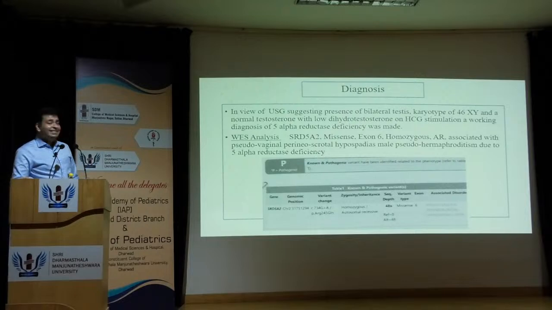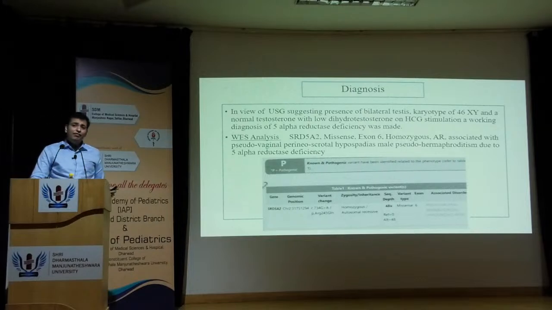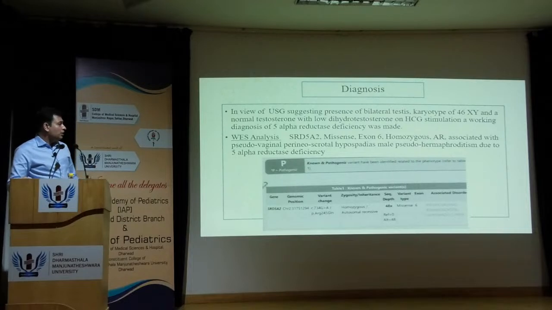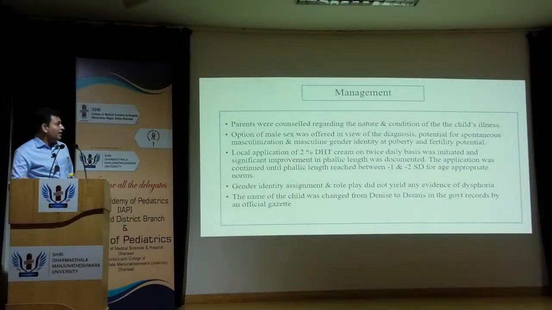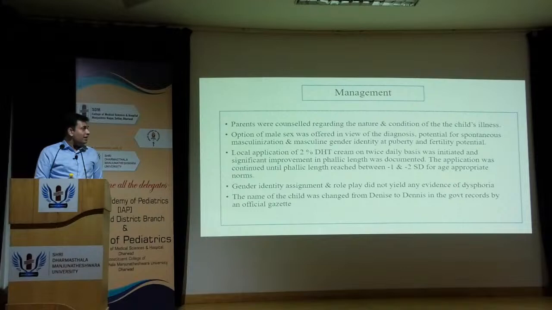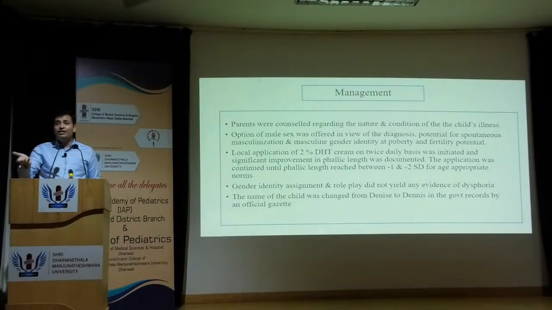We sent the genetic studies, and the exome analysis yielded a homozygous mutation in the 5-alpha reductase 2 gene, which is the commonest site for a major degree hypospadias leading to an atypical genitalia. Parents were counseled regarding the nature of the condition and the natural course of this condition.